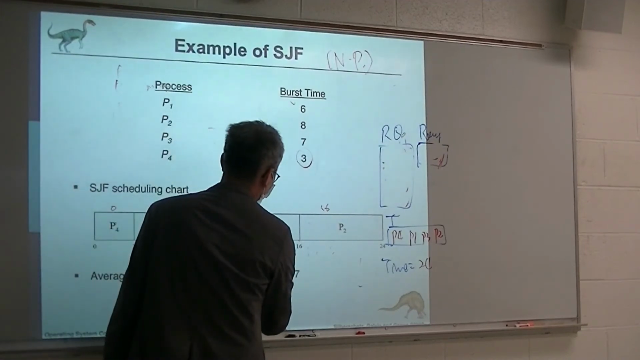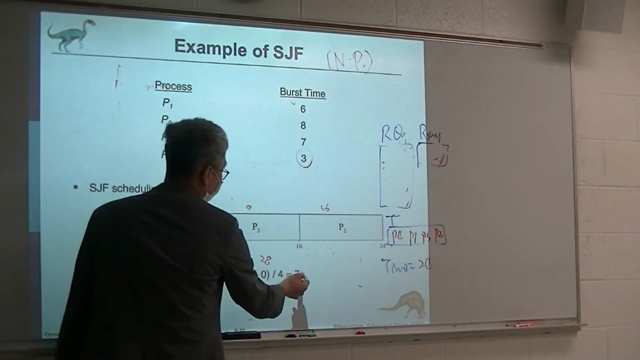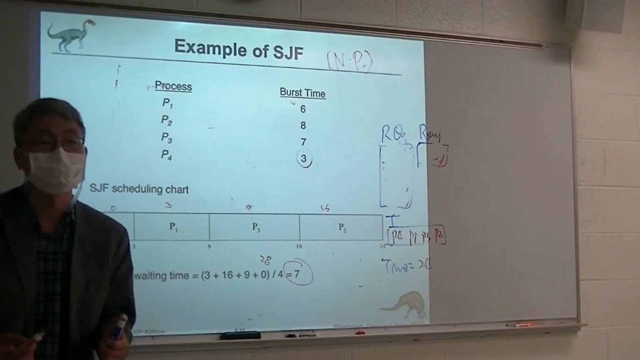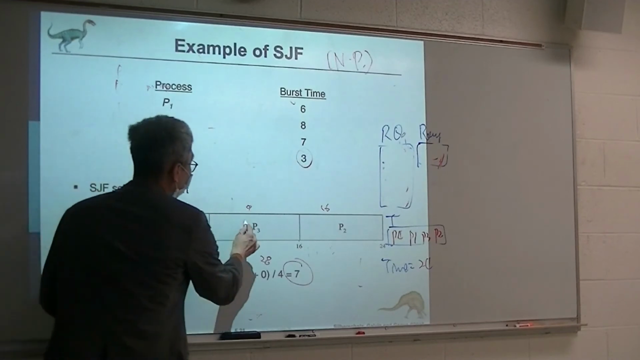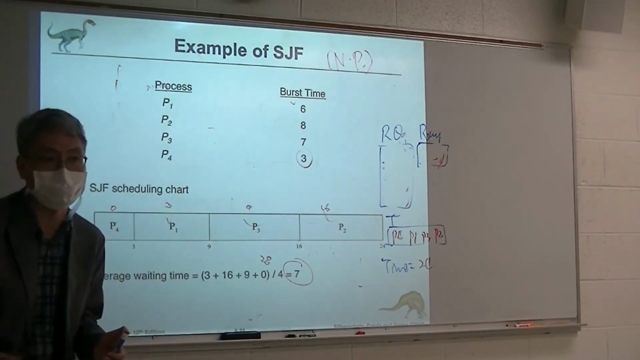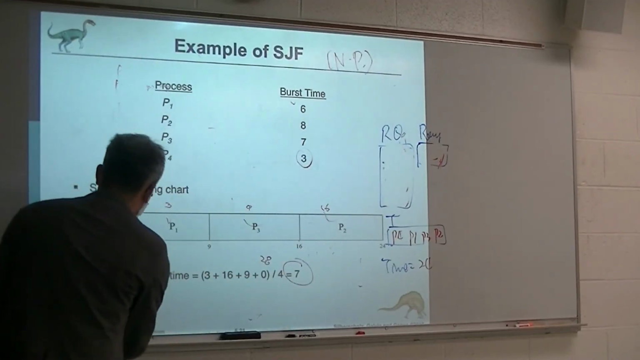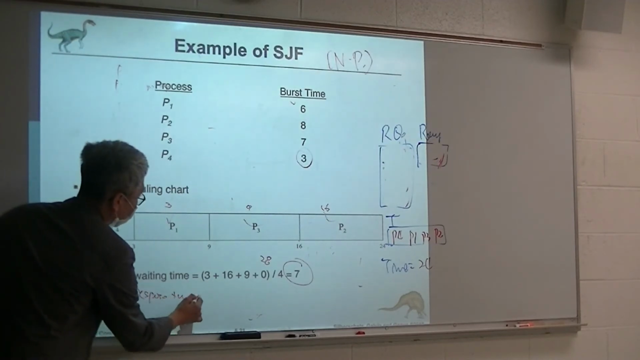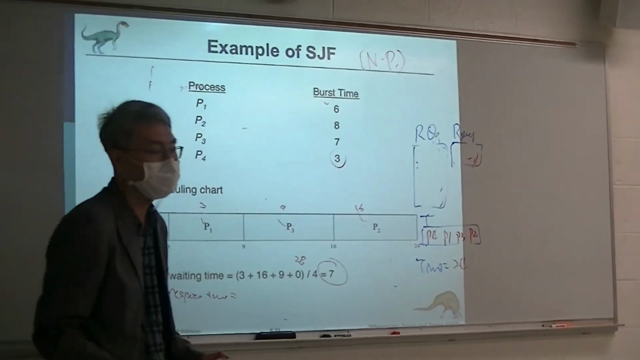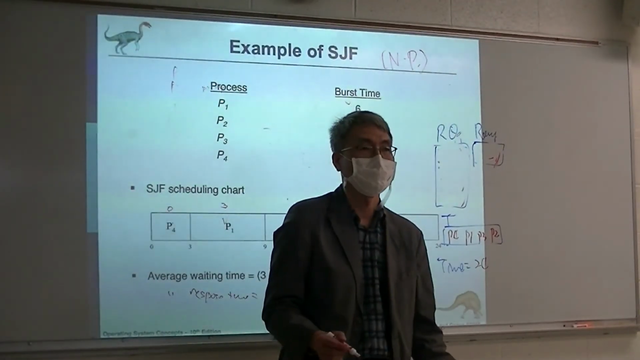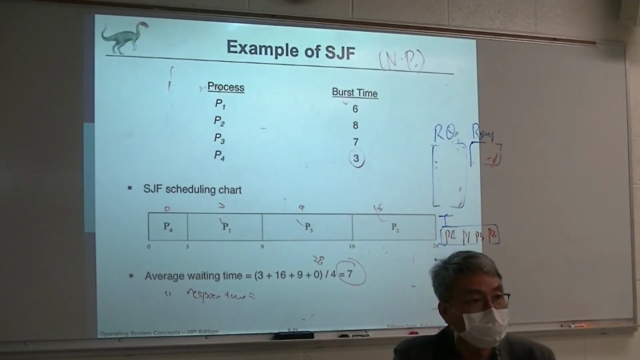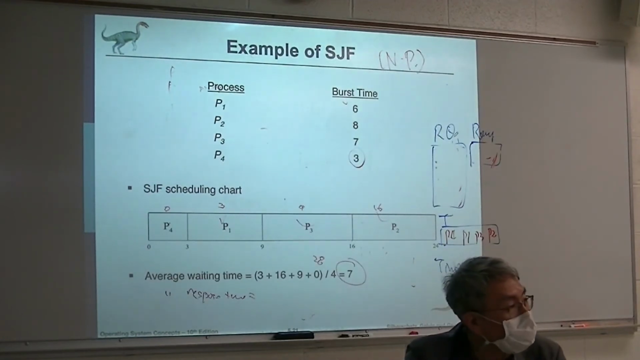Then 28 divided by how many processes? 4. So 7 is the average waiting time. Still, there is no waiting time in the middle, which means response time is the same thing. So the average response time is the same as this one. So this is the optimal. Optimal in terms of what? Waiting time. It's optimal in terms of waiting time.